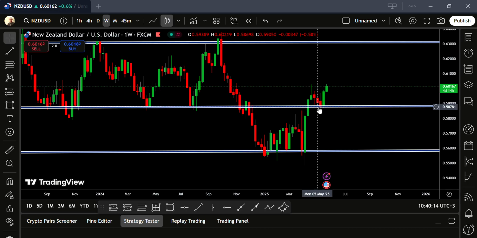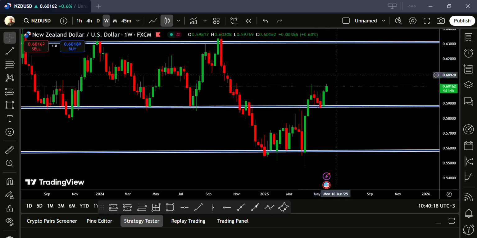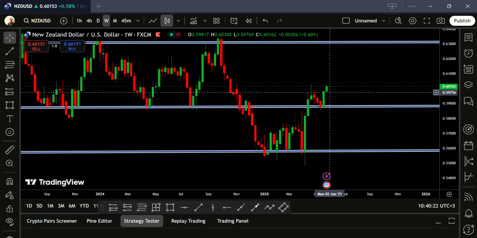What does that mean? That simply means that price is shooting to the moon.